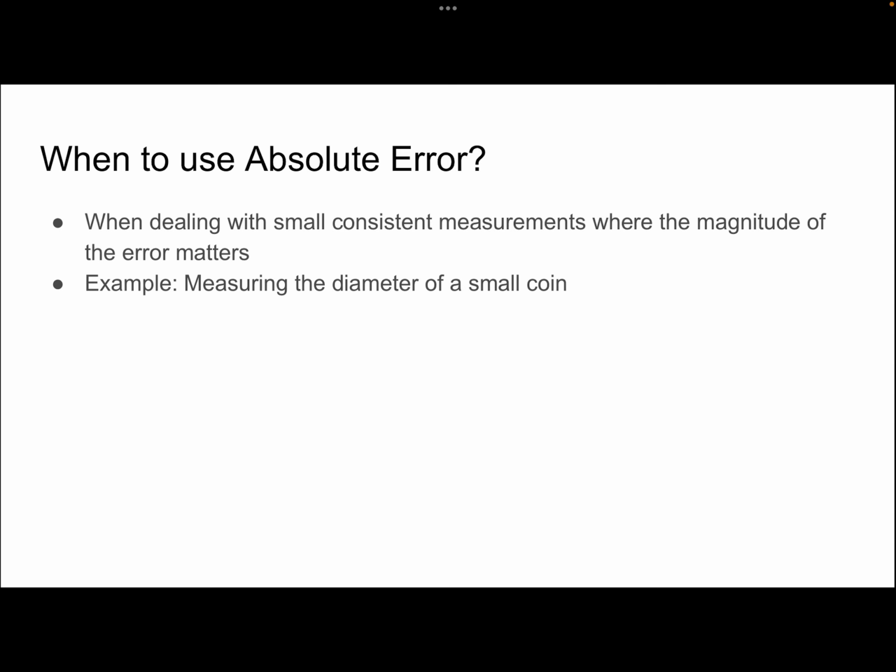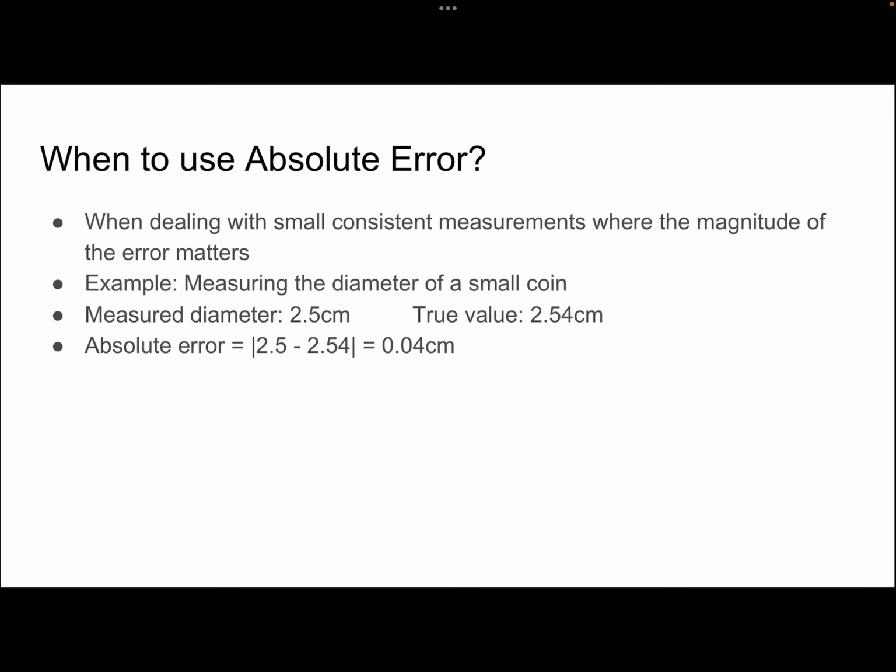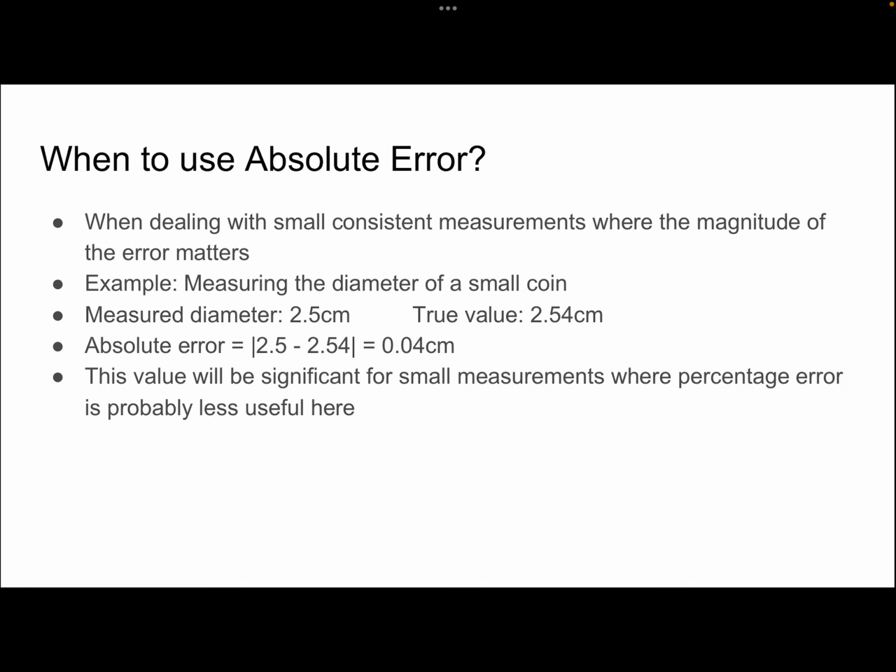Now, let's say you're given a little task of measuring the diameter of a small coin, for whatever reason it is. Let's say you measure the diameter of this coin, which is about 2.5 centimeters, but the actual value of the diameter of the coin is 2.54 centimeters. Now, we know that in this case, the absolute error is going to be 0.04 centimeters. Again, this is going to be a positive number. Remember I said absolute error is always going to be a positive number. So there is a difference of 0.04 centimeters.